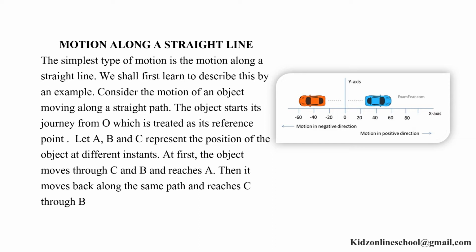Motion along a straight line. The simplest type of motion is the motion along a straight line. We shall first learn to describe this by an example.